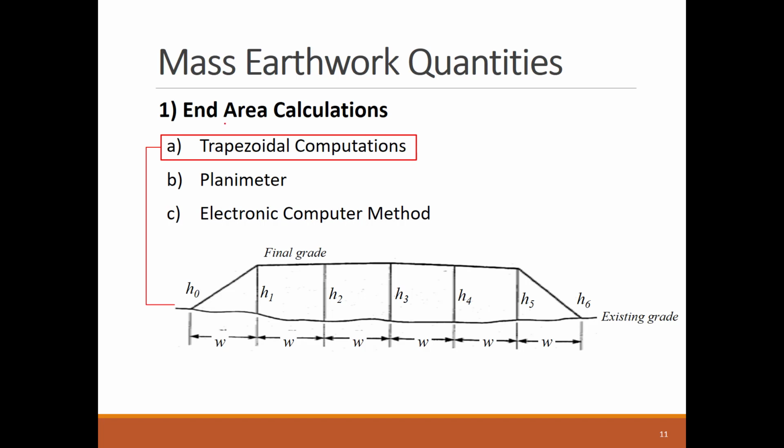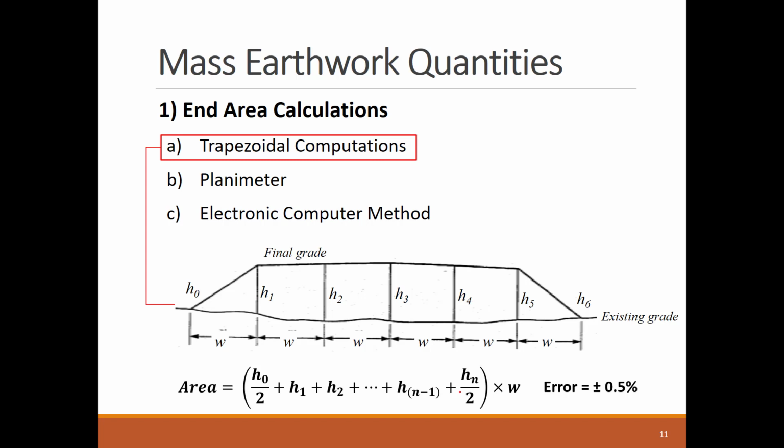End area calculations have been done in three main traditional ways. First, trapezoidal calculations involve splitting the cross-sectional area into a group of trapezoids that together follow the road cross-section shape. These trapezoids have the same width W, and the height values are calculated at each W interval as the difference between the final and existing grade. Then the total cross-sectional area will be calculated using the shown formula by multiplying the width interval W and the weighted sum of the heights.